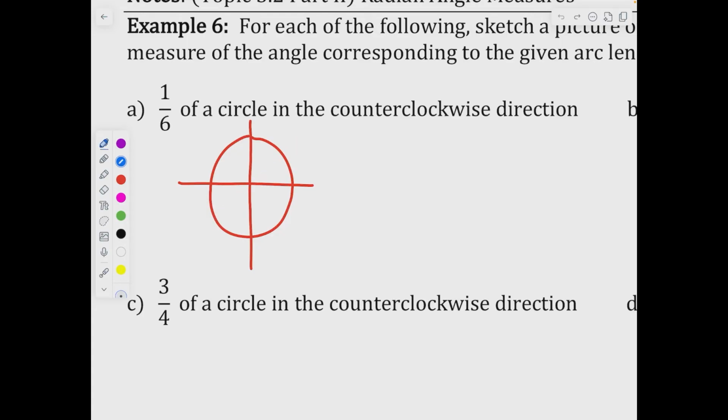1/3, let me reset that. 1/3, oh, my ratios are a little off. So 2/3, 3/3, 4/3.